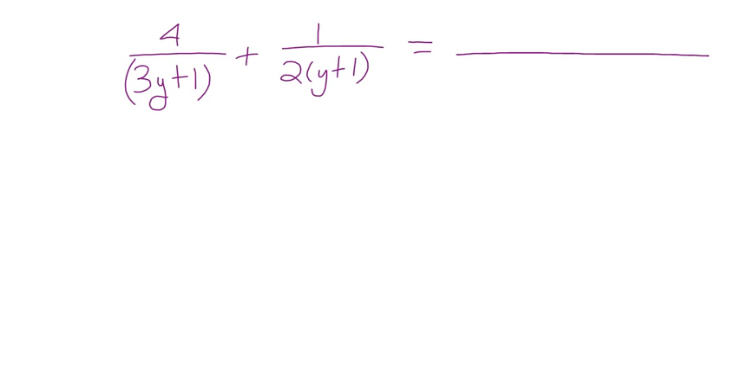Do we need a 2 in the lowest common denominator? Yeah, we do, right? Because there's a 2 in one of the denominators, so there has to be a 2. Do we need a 3y plus 1? Yeah, we do. And what else do we need? We also need the y plus 1, right? So we need one of everything, right? If there was a 2 under here, then I wouldn't put the 2 twice, right?